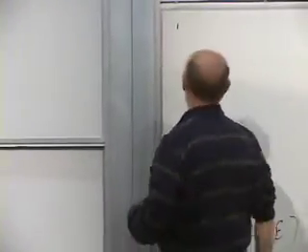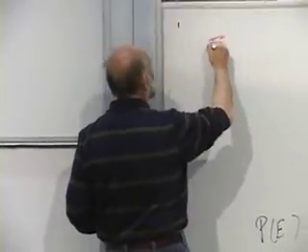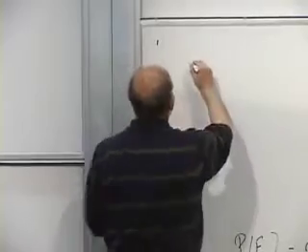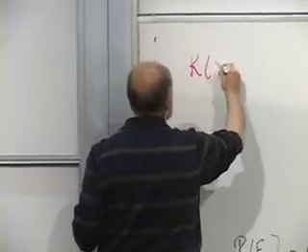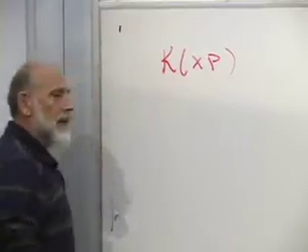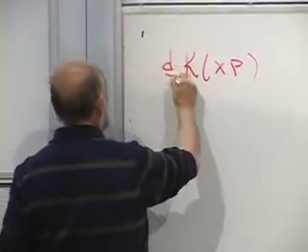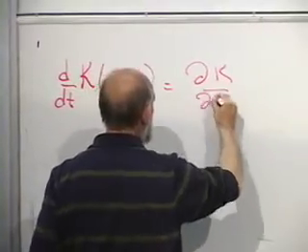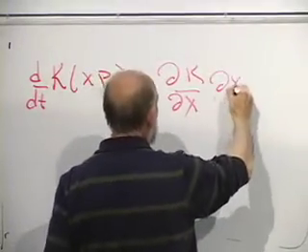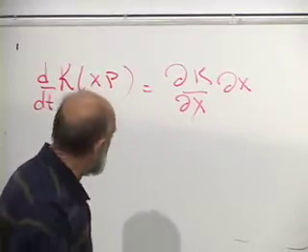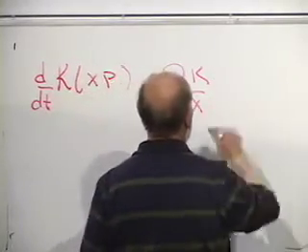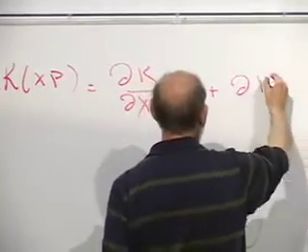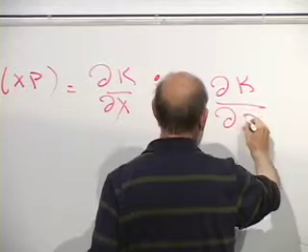Okay, let's figure it out. We have some function, let's call it k, since we've already called it k. K of x and p, for example. The time derivative of k of x and p is equal to the derivative of k with respect to x times the derivative of x, just dx/dt, let's call it x dot, plus the derivative of k with respect to p times p dot.